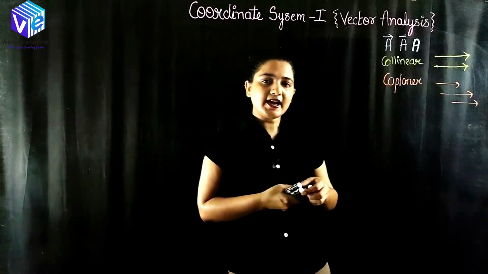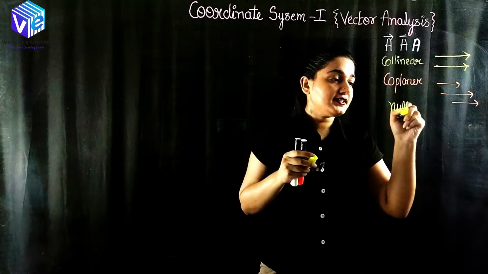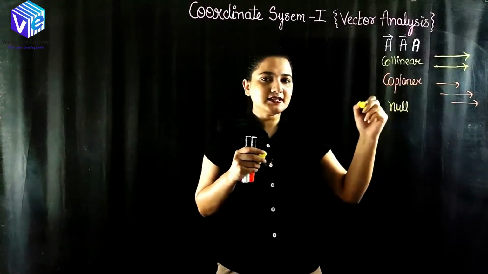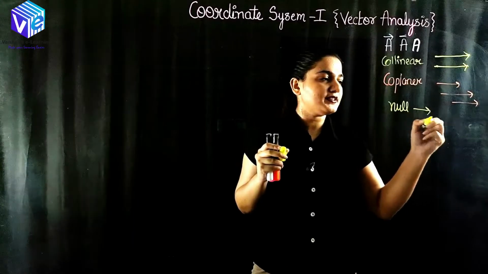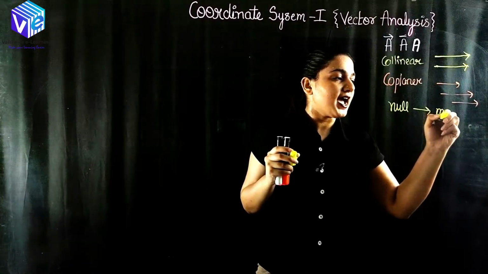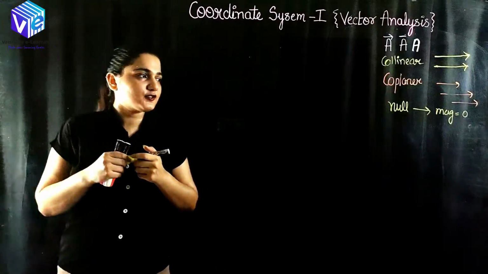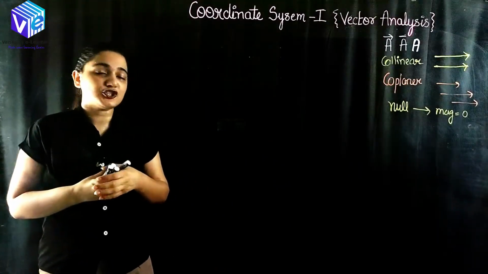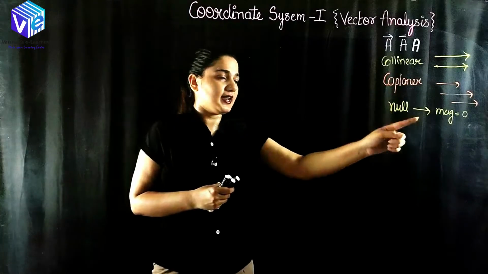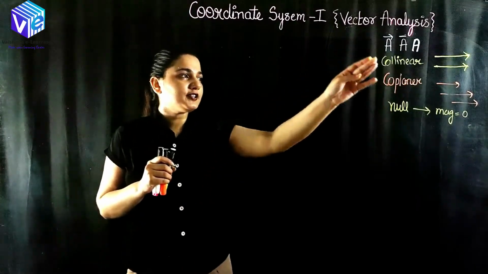Now what is a null vector? As the name suggests, null means zero. Its magnitude should be zero and it just has a direction. So I just know the direction of this vector, and I know that its magnitude is zero. Then it is the null vector. I hope you got all three of them.